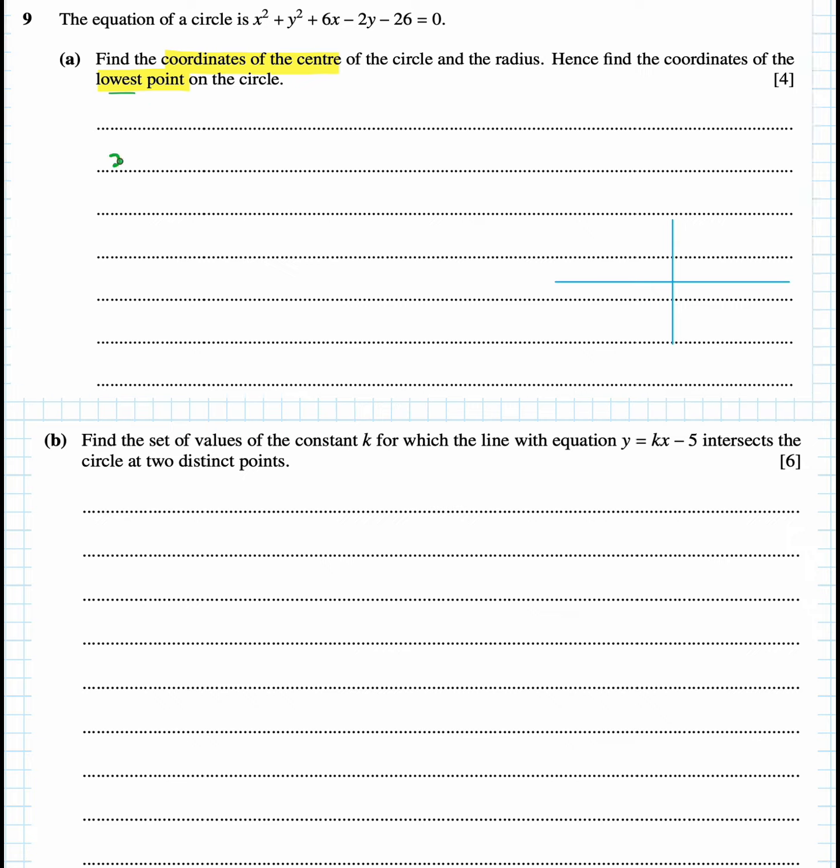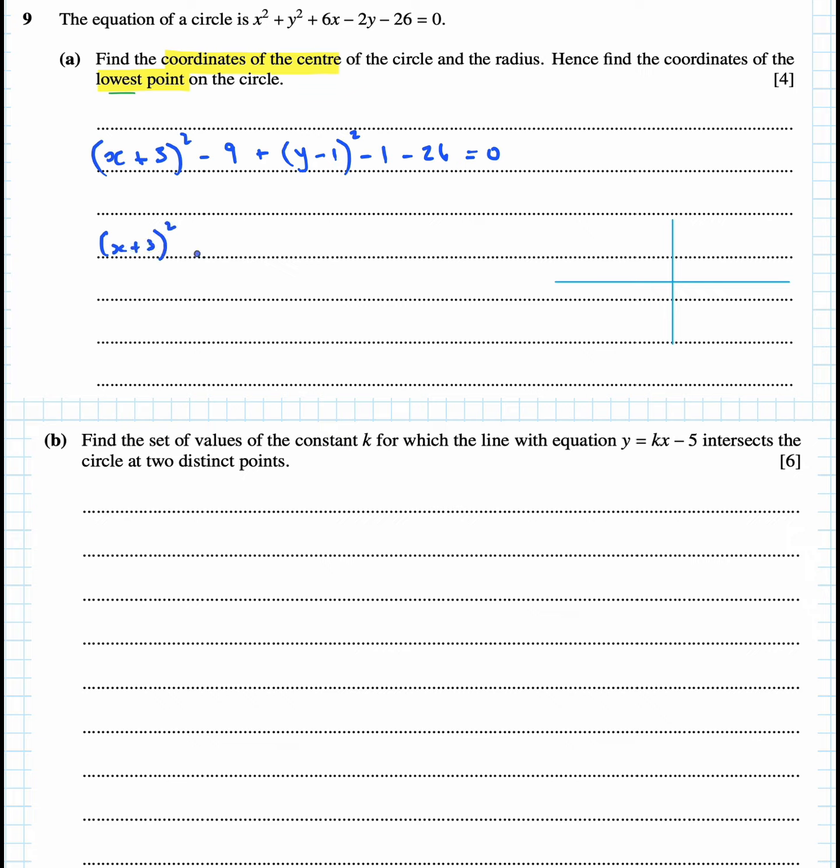So find the coordinates. We can complete the square. That's the way to do that. So x squared plus 6x, so x plus 3 minus 9. And then the same for y. y squared minus 2y, so y minus 1 squared minus 1, minus 26. And we have our coordinates there.